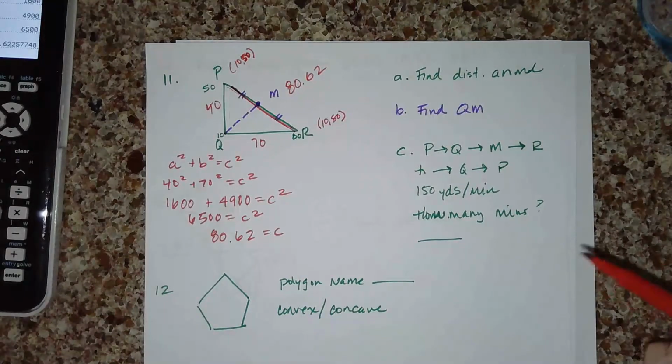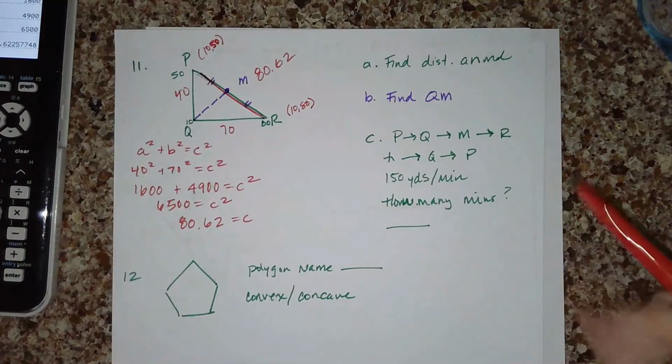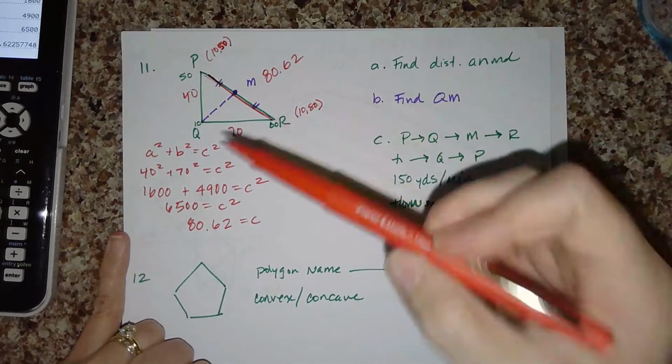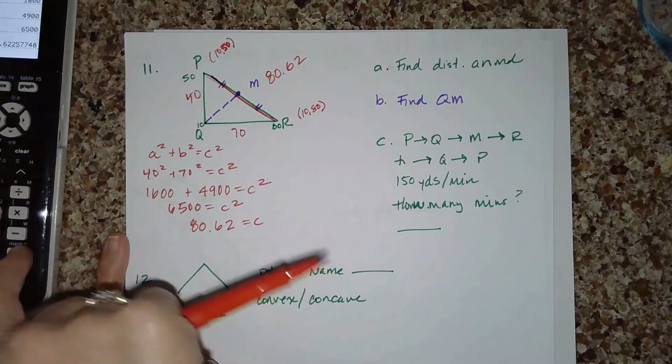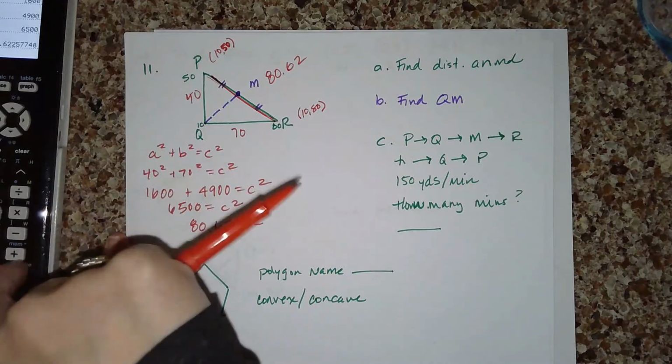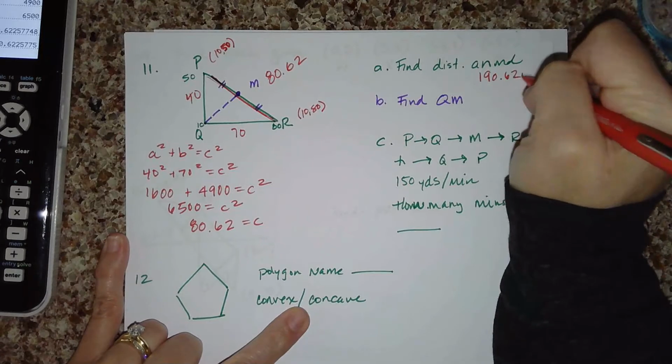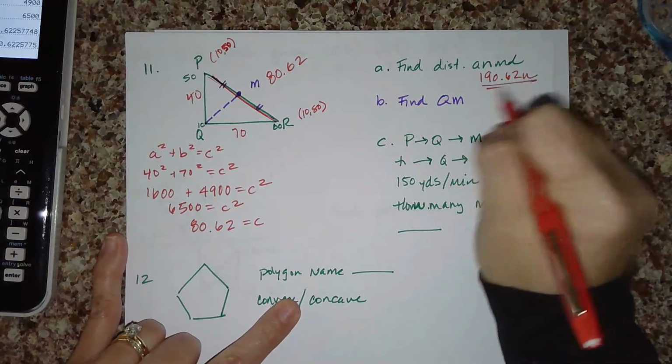I'm okay with decimals on this. I know Big Ideas will be okay with the decimals. I don't think they're going to ask you to do anything with reduced radicals. So find the distance around. That means I'm going to take that 80.62 and add 40 and add 70. So for my distance, I got 190.62 units. And that was my answer for that.